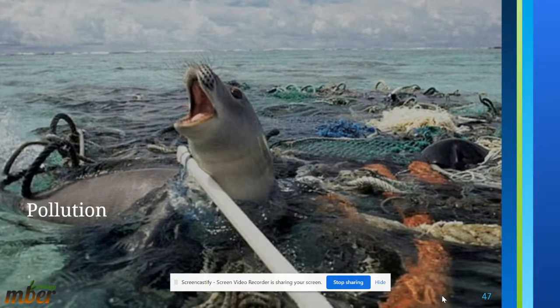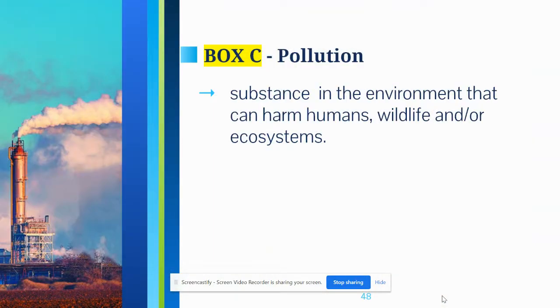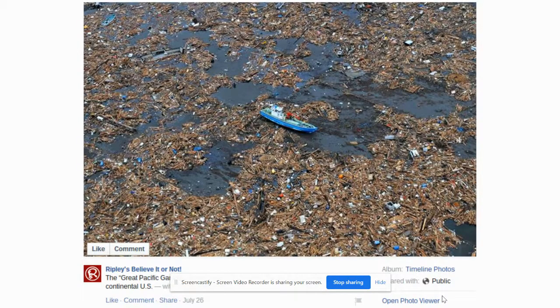Pollution. Pollution of the ocean breaks my heart. Look at this image. This poor little seal is caught in basically a floating island of trash that exists all over the ocean. Pollution is a substance in the environment that can cause harm to wildlife, humans, and or ecosystems. There are different types of pollution: air pollution, water pollution, and then simply waste being where it shouldn't be.